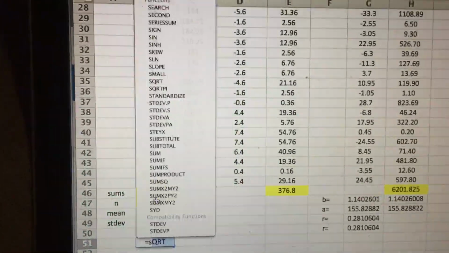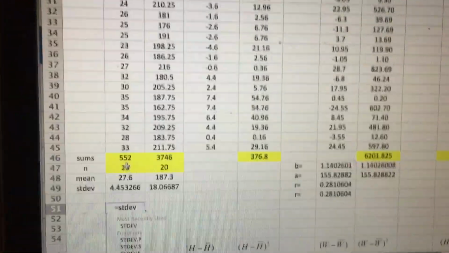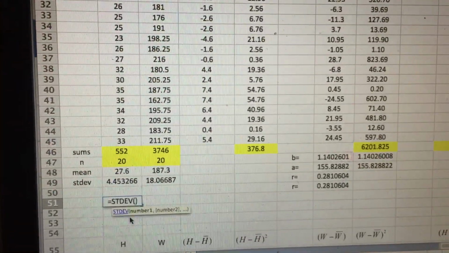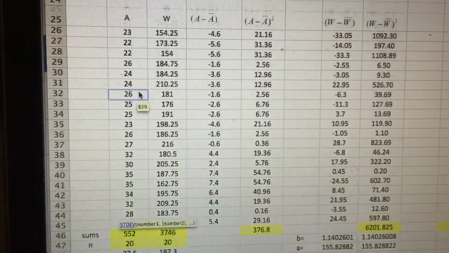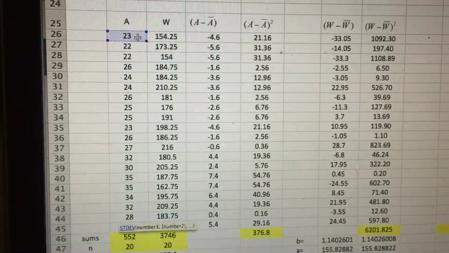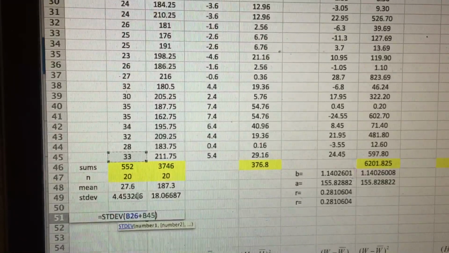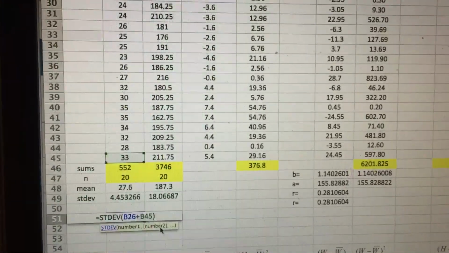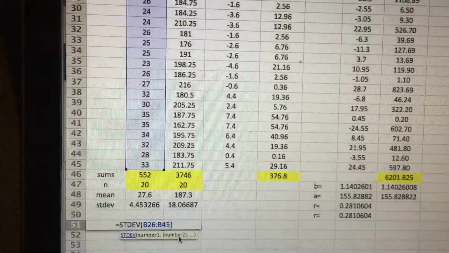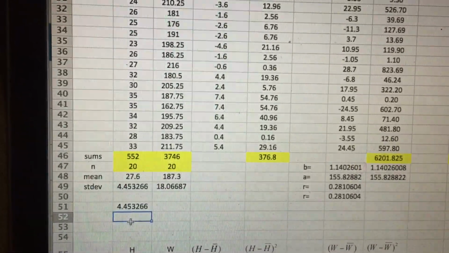Let's go over two of the ways that we find that standard deviation. First way, we can just type in STDEV. This is on Excel, right? We could do it this way, which is the simpler way, and just say, hey, what's the standard deviation for all these in A? And okay, that's the easier way.